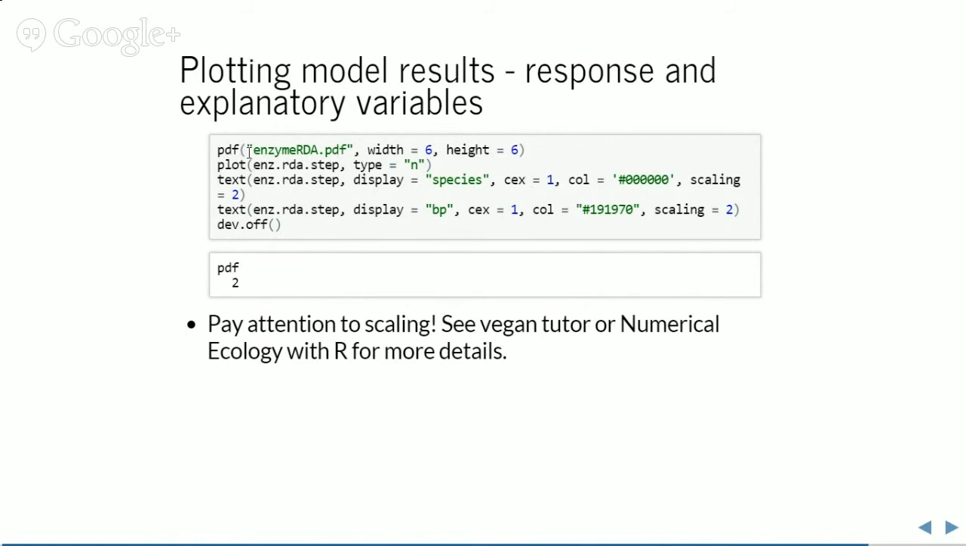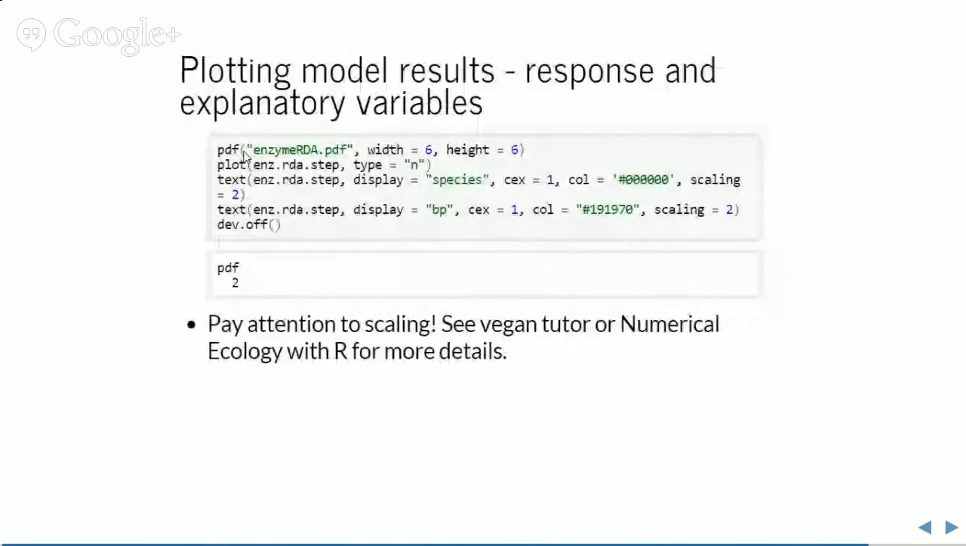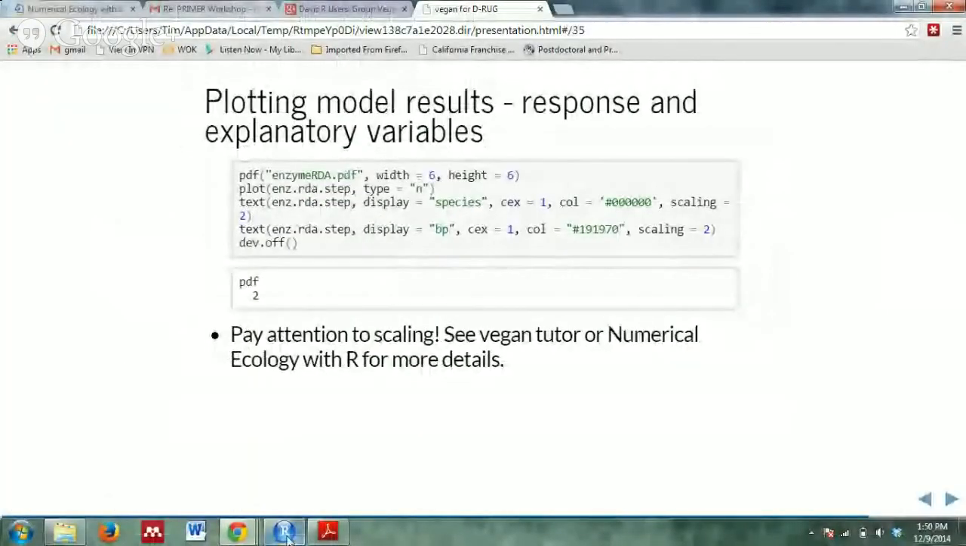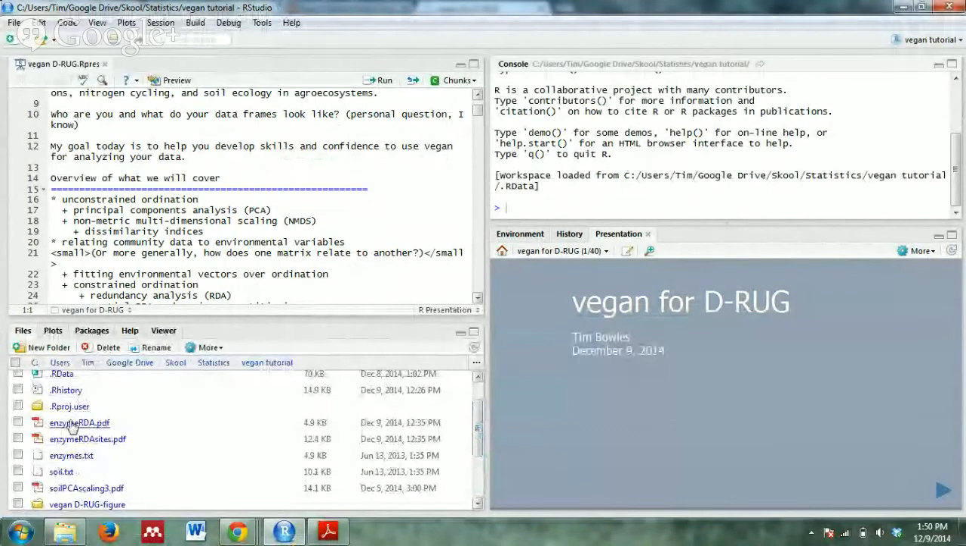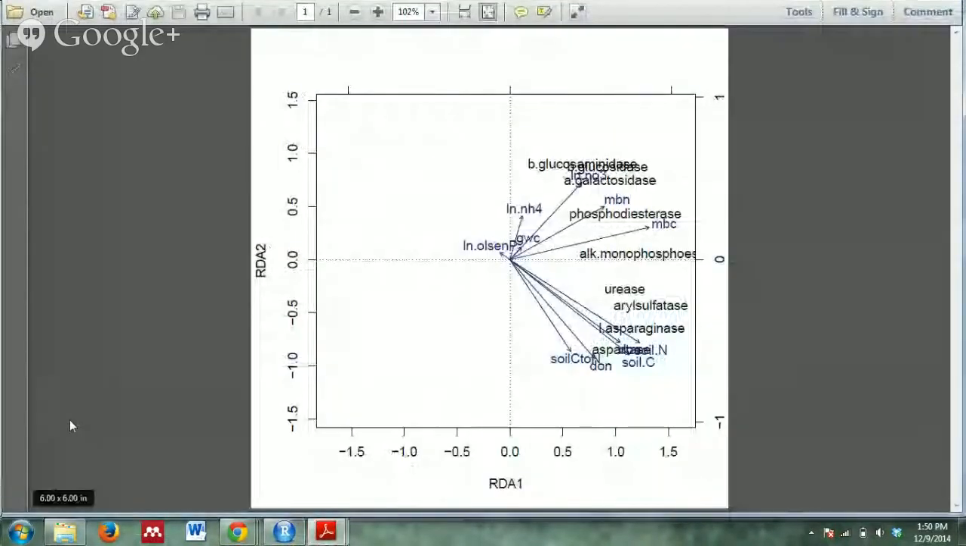So we'll take a look at the PDF in just a second, but first, we'll just go ahead and open that up, and then we can bounce back and forth a little bit. Okay, so again, now we've plotted our response variables in black, and our explanatory variables in blue with arrows.